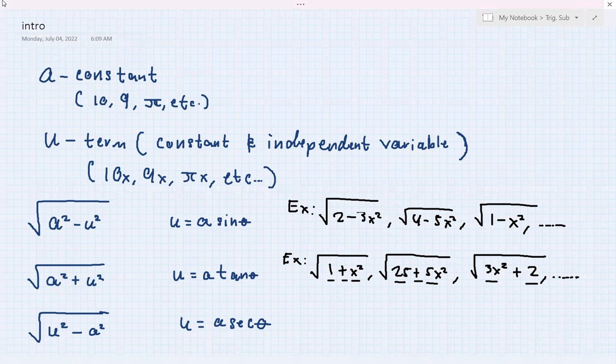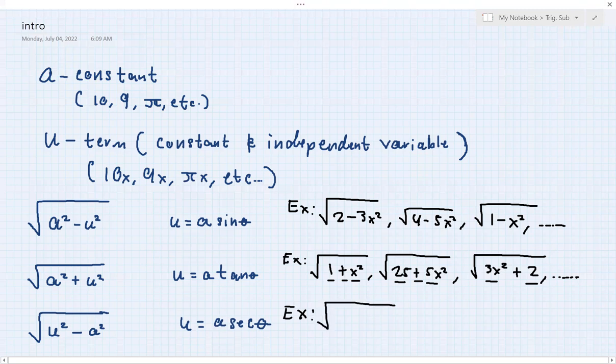Last but not the least, dito, okay, dito sa huli, ito, square root of u squared minus a squared. Ito naman, ito na yung nasa unahan yung may x. Tulad nito, 9x squared minus 25.